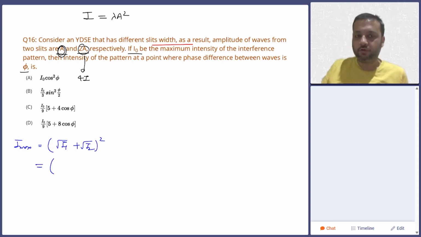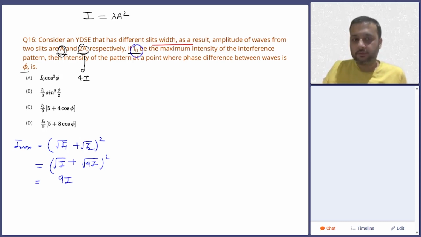So what is the value of root of I1? I1 is I. And what is the value of I2? I2 is 4I, whole square root. That means this becomes 3 root I whole square. So that means this becomes 9I, which is I max, and the value of I max was given as I naught. Okay, so that means the intensity of one of the slits becomes I naught by 9.